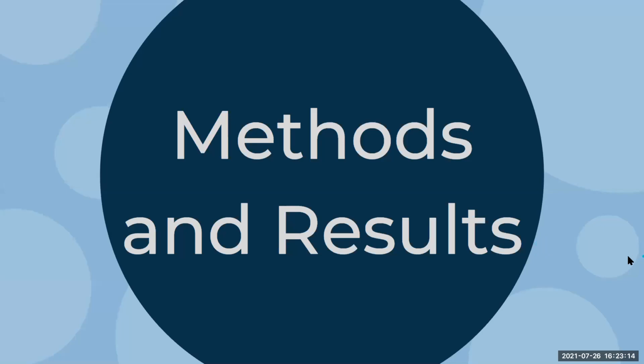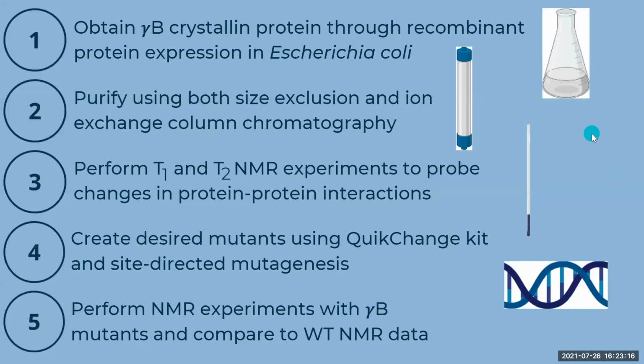So our methods and results. Our general methods to prepare for NMR experiments are to obtain our gamma B crystalline protein through recombinant protein expression in E. coli, to purify our protein using size exclusion and then ion exchange column chromatography. And then we normally have to repeat steps 1 and 2 several times because we need such high concentrations of protein in order to perform our NMR experiments.